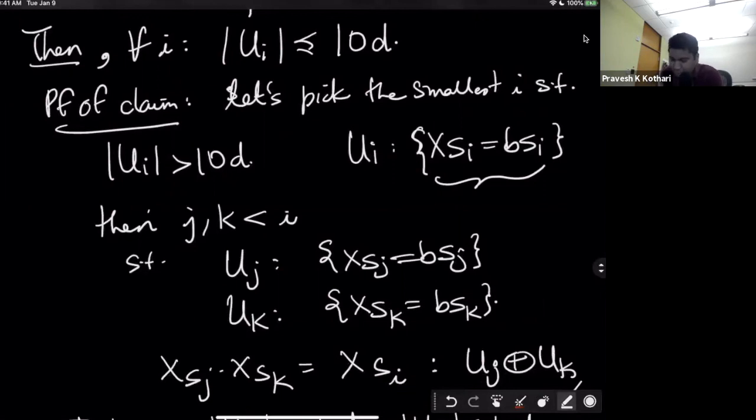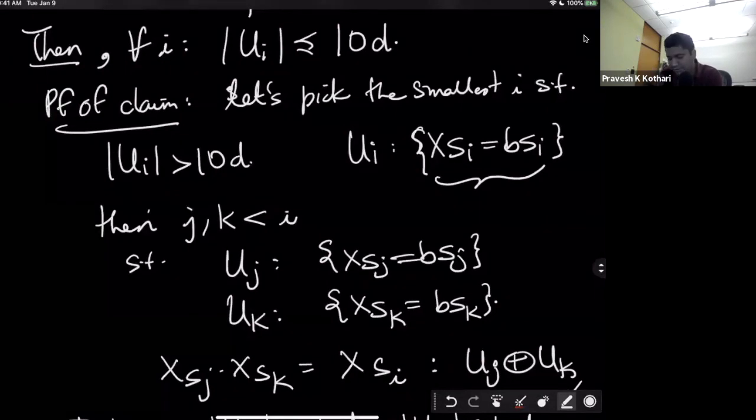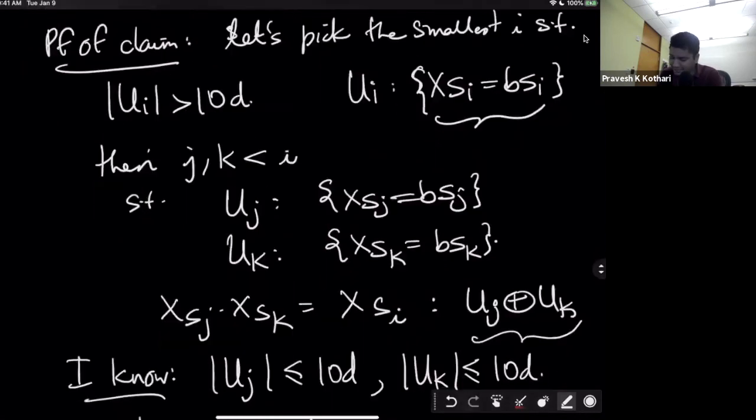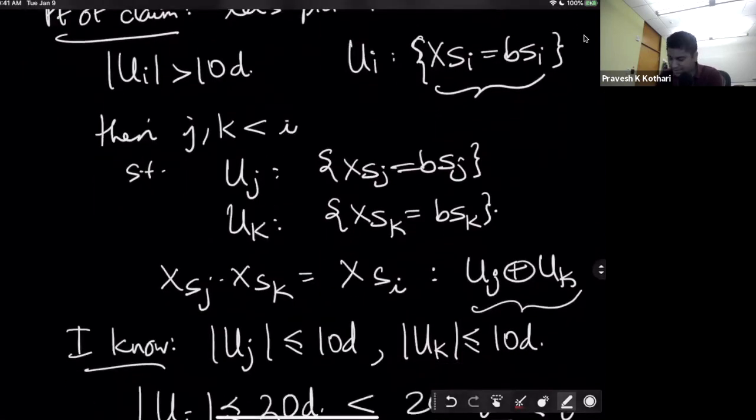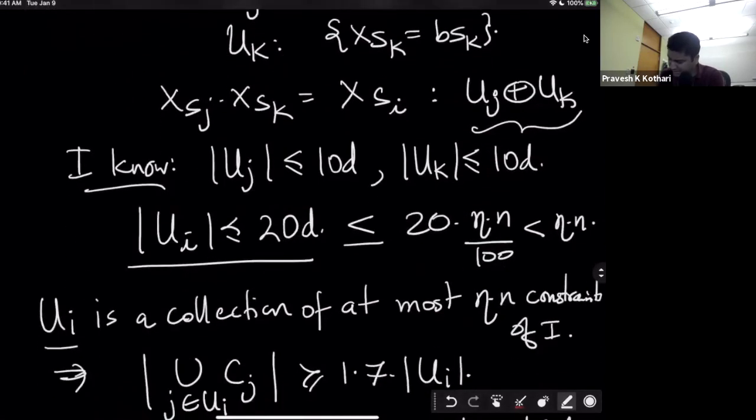So we're saying, suppose this is not true. Then just pick the first derivation in this sequential process which uses more than 10D clauses or 10D constraints, okay? Then we argued that even though it uses more than 10D constraints, it cannot use more than 20D constraints, because it was derived by using some previous derivations and each of them was at most 10D large, right? Okay, so let's say Uj and Uk were the constraints, and we convince ourselves that UI is a collection of a small number of clauses now, right?